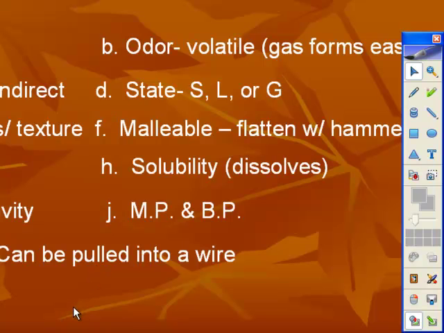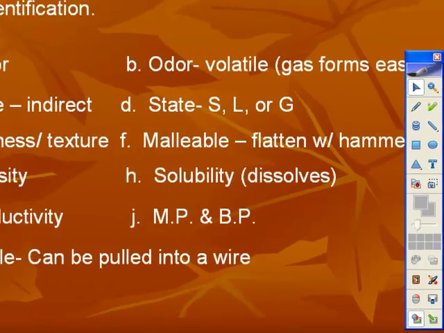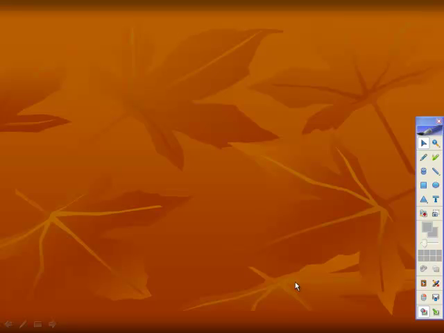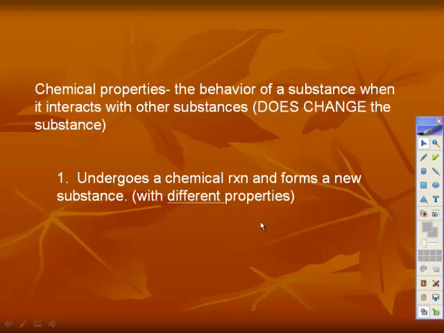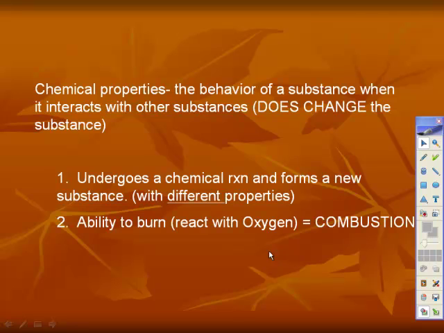But remember, extensive, if I extend the size, that's going to change the property. So these are all physical properties, meaning they don't change the identity of the substance. Chemical properties do change the substance because it's a behavior with a reaction. It's a chemical change. So it undergoes a chemical reaction and it forms a new substance. That substance has different properties.